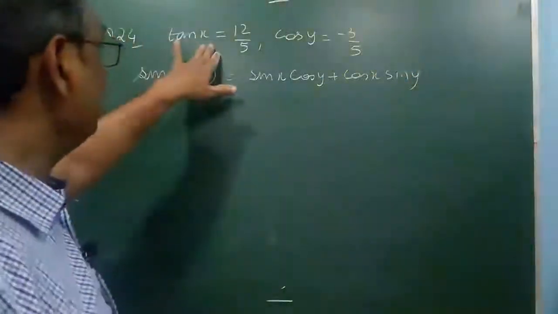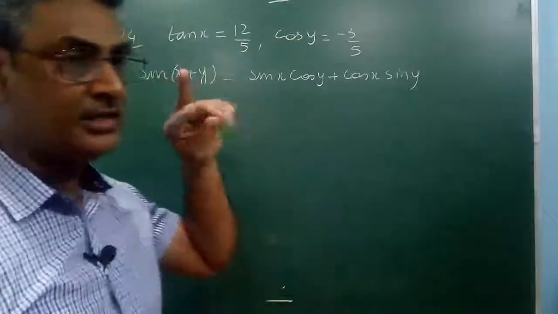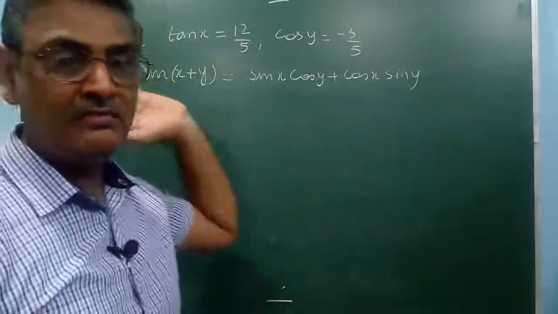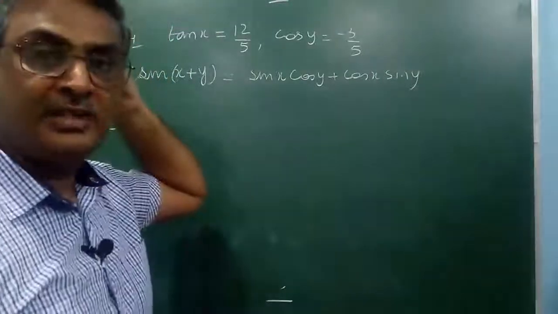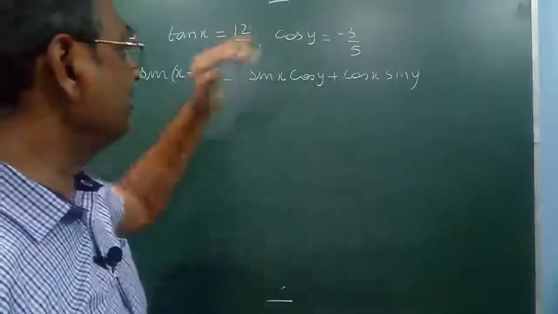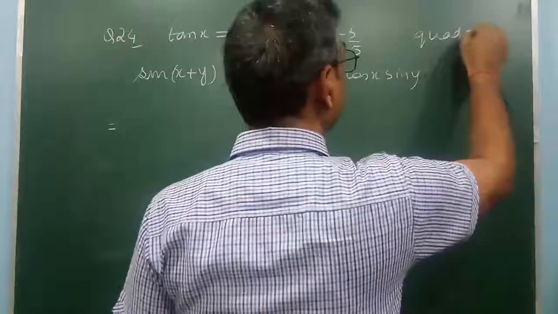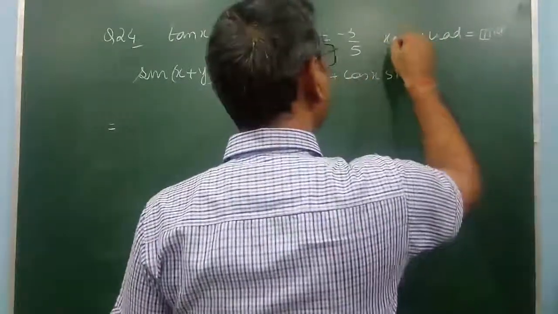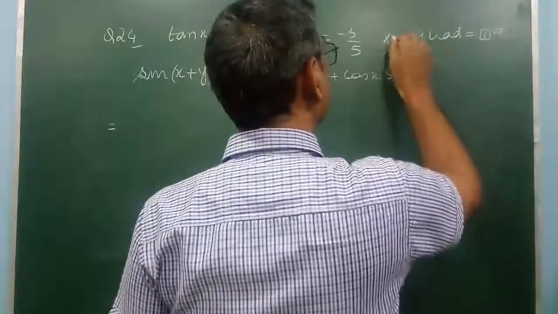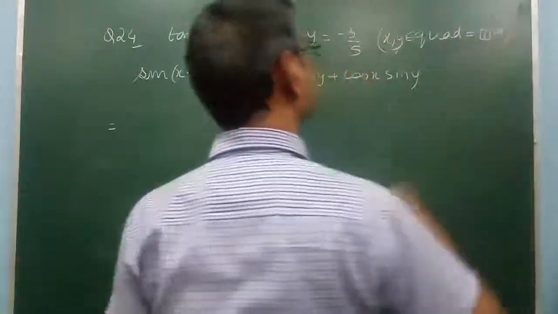What are we seeing? That tan is positive, cos is negative. Cos is negative in two quadrants, one is second and one is third. Tan is negative in the second quadrant. So which quadrant is it? This is third quadrant. So x, y belongs to quadrant third.